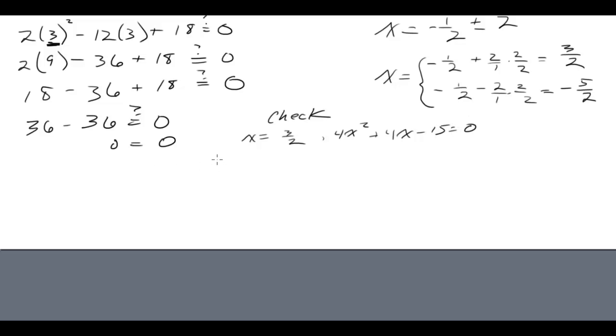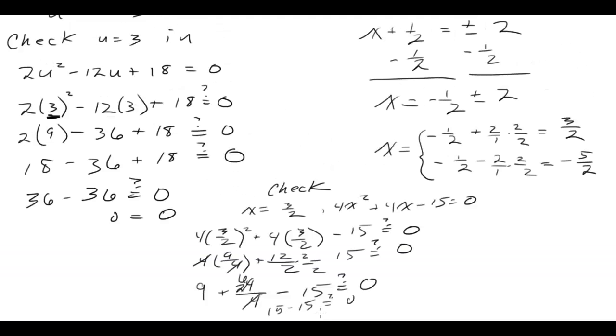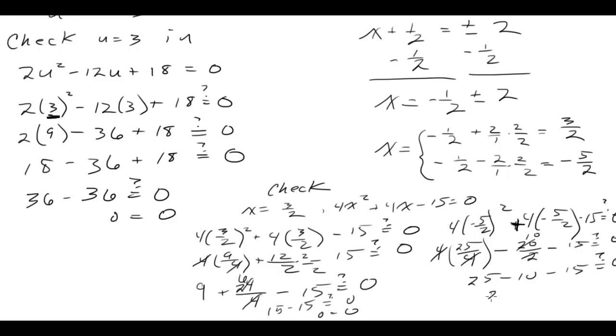So let's try it for this guy. So now I have 3 halves: 4 times 3 halves squared, plus 4 times 3 halves, minus 15. Does that whole mess add up to 0? Well, 0 equals 0. That solution works. Let's see if I can do it for the other solution. Let's see if I have enough room. If I add the negative numbers, I get 25 minus 25. That equals 0. 0 equals 0. So this, in fact, works.